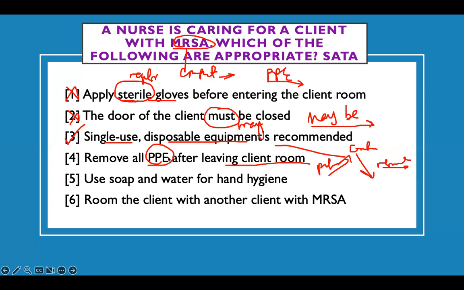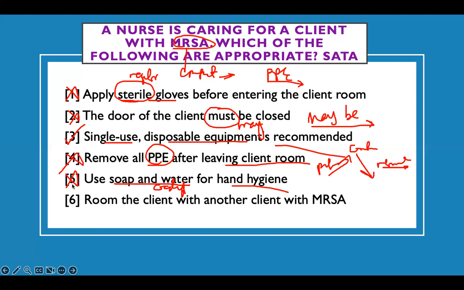So coming out and removing the PPE, you contaminate the whole environment. Therefore, this is not appropriate. Use soap and water for hand hygiene. It's MRSA. You don't need soap and water. Hand sanitizer is enough. Even though you say this is appropriate for your test, you've got to be specific. Whenever we use soap and water for contact, it is always safe. Okay, it's not for MRSA, so this is not appropriate.